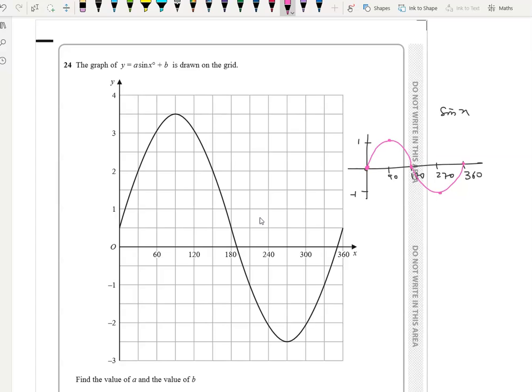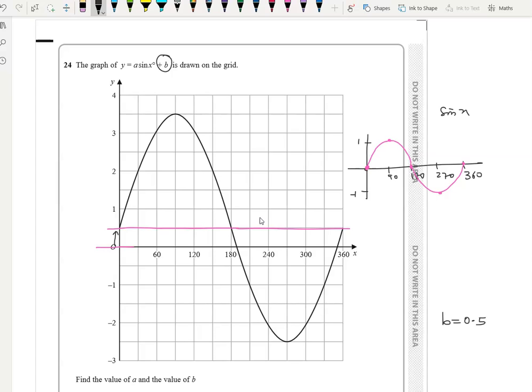Now when you compare, the middle line was supposed to be at the x-axis, but now it has moved here. So this is your midline. So the graph has moved 0.5 unit up. So value of b is 0.5.